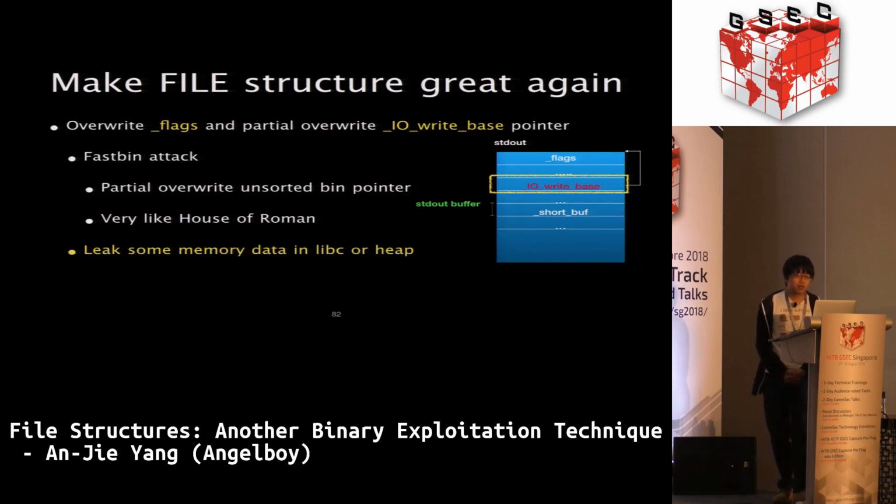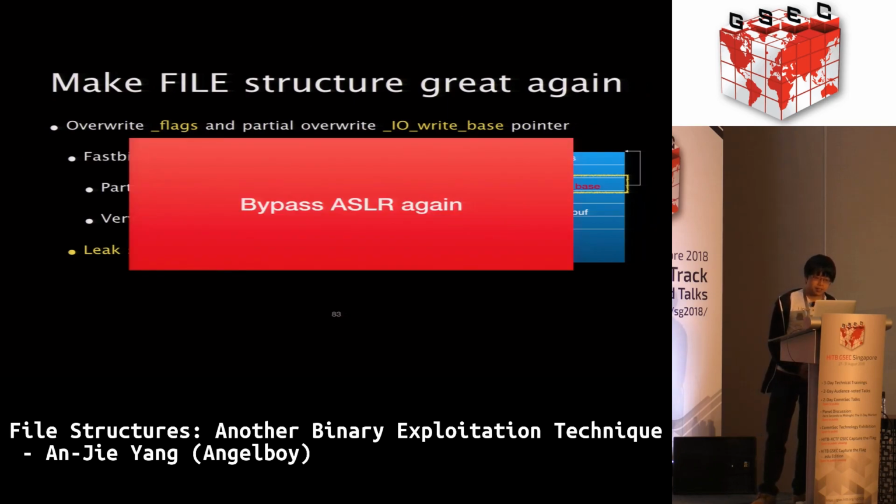After doing that, if we call some standard out related function, it will print some memory data in Glibc or heap. Because IO write base has been changed to the front of standard out, it will print the content of the standard out structure. There are many interesting values which contain some Glibc addresses and heap addresses in standard out. So we can use this technique to bypass ASLR again.